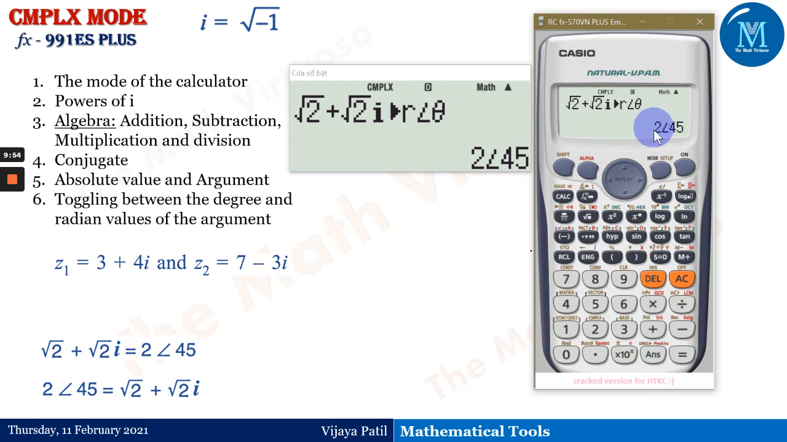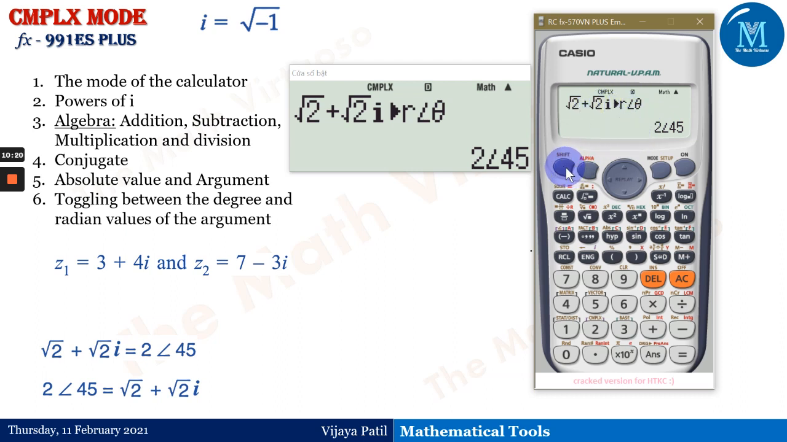2 is the modulus, or you can say the absolute value of this particular number, wherein this 45 is the argument. So 2 is the absolute value and this 45 is the argument. So the argument, that means theta, is 45. 2 is nothing but the square root of x squared plus y squared. That is the absolute value, or you can say the modulus of this complex number.